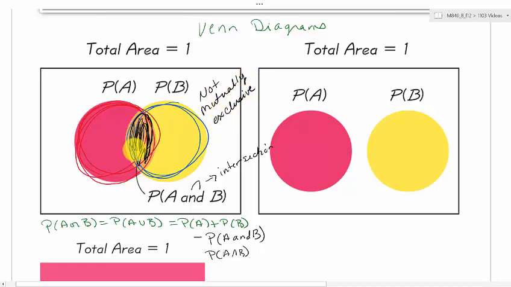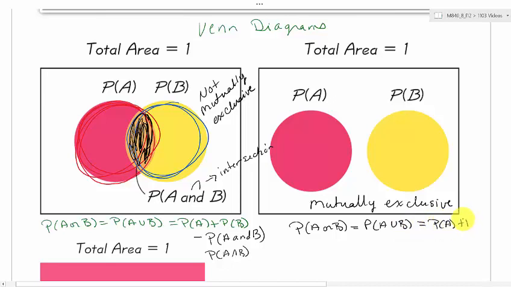Because the two events overlap. In this Venn diagram, the events do not overlap, and so these are mutually exclusive. And when two events are mutually exclusive, the probability of A or B, so that's the union, probability of A union B, is exactly the same as the probability of A plus the probability of B.